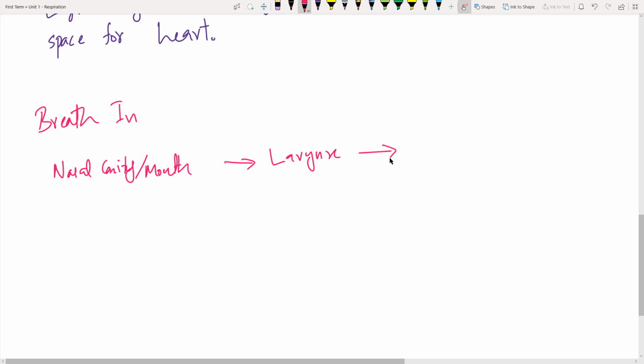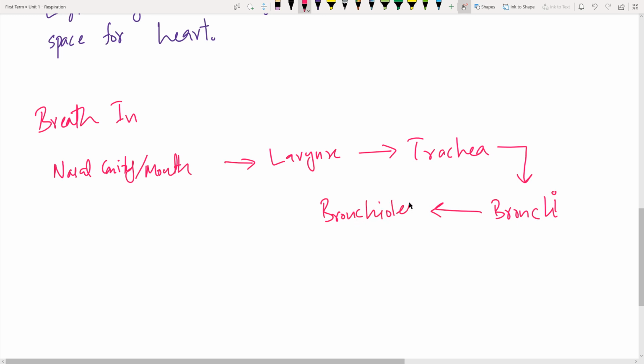And from larynx it goes into trachea. From trachea it goes into bronchi, right, the two bronchi that we have, and from bronchi it goes into bronchioles, and from bronchioles to air sacs, or the alveoli, and from there it goes into blood, right? Now this is the process of breathe in.